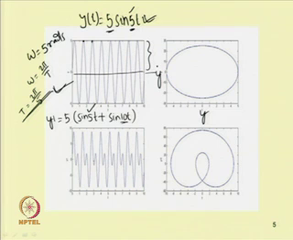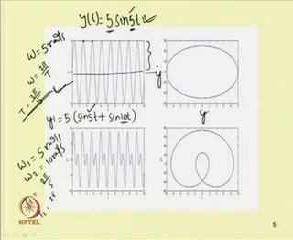So, in the second case, one can observe we have two frequencies. Frequency 1 equal to 5 radian per second, and frequency 2, that is omega 2, equal to 10 radian per second. So, in this case, I can find T 1. T 1 will be equal to 2 pi by 5 and T 2 will be equal to 2 pi by 10.